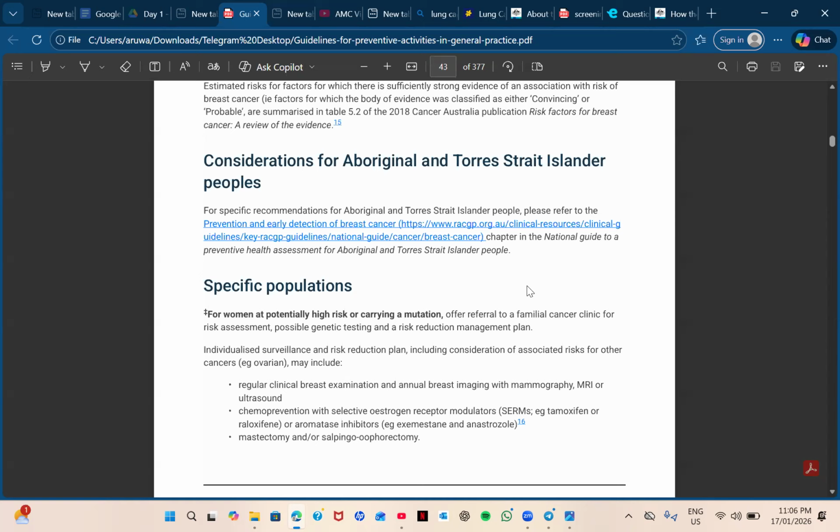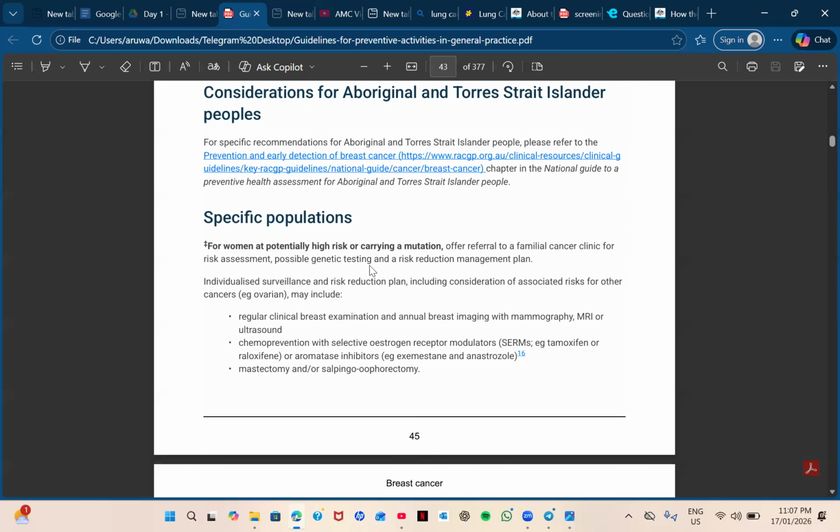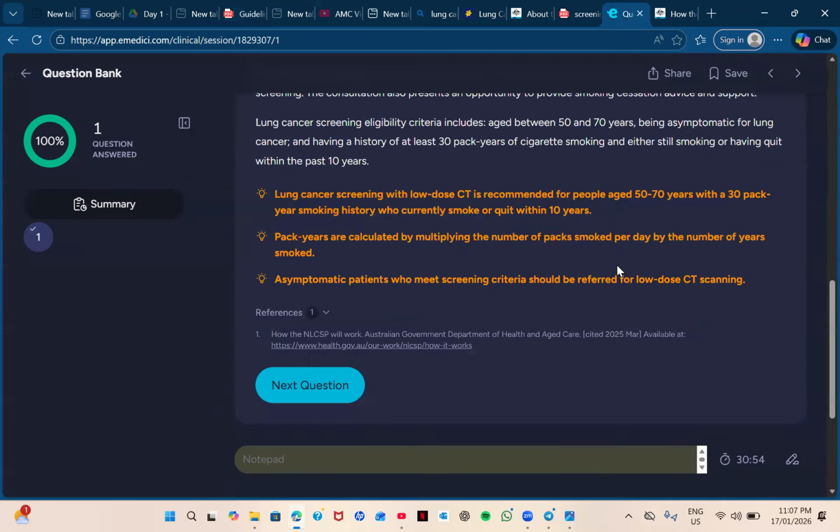And for the potentially high risk patients, it's an individualized plan. But if they ask how often to do the mammogram or the imaging, you have to mark it as annual. Here they have mentioned annual breast imaging. And we have to follow other interventions as is, because they have other cancers and they are a very high risk population. Okay, so that's all for breast cancer.